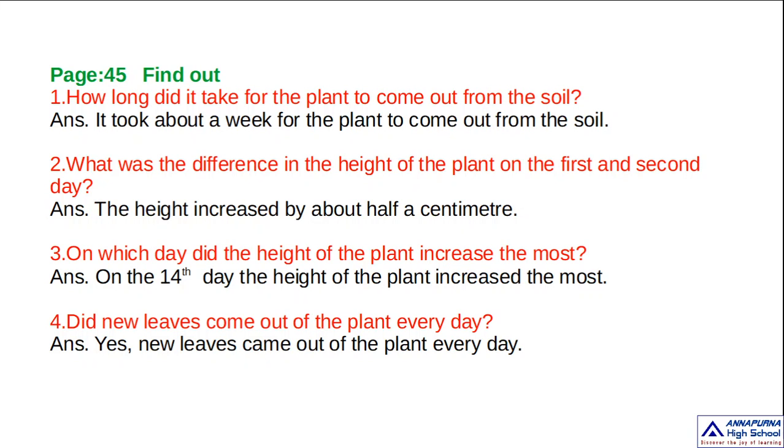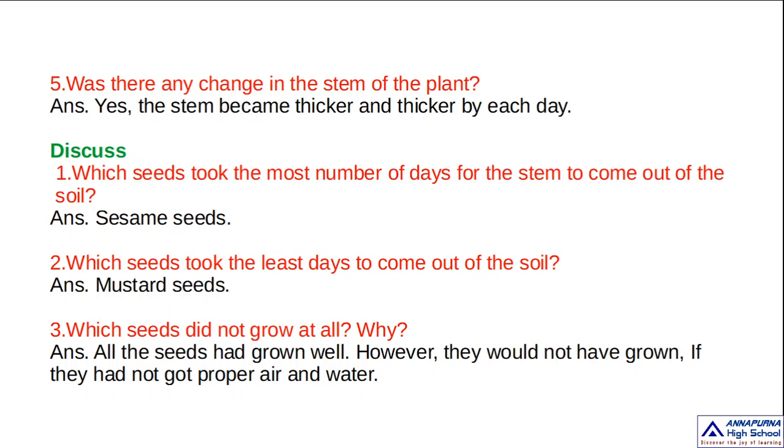Next, fourth one, did new leaves come out of the plant every day? Yes, new leaves came out of the plant every day. Now fifth one, was there any change in the stem of the plant? Yes, the stem became thicker and thicker each day. Not only for these 14 days, every day when you observe it, it becomes thicker and we observe the new leaves.